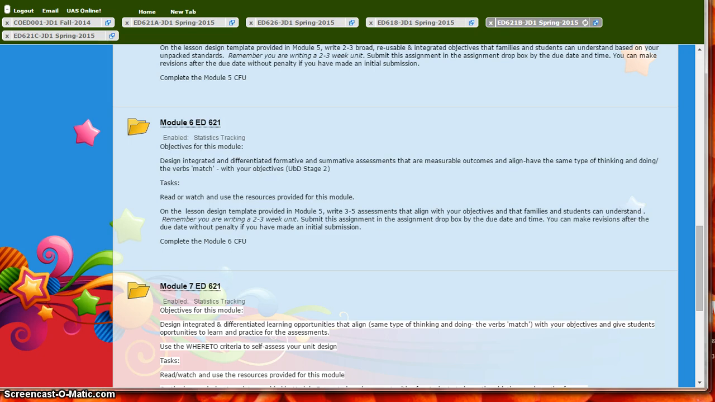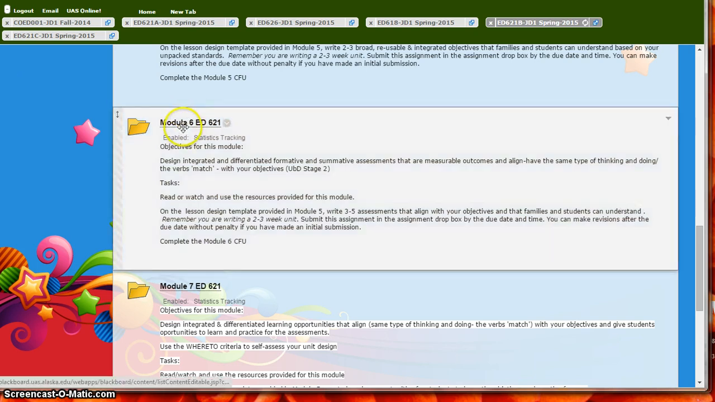just like we did in our single content area lesson in 621A, but we're going to make it broader, and we're going to address this idea of integrated content. Your tasks for this module are to read, write, and use the resources that I've provided, add the stage 2 part of your understanding by design onto your template, and then submit those assessments by that due date so that we can have a conversation about them. And then when you have gotten to a place where we're both happy with those assessments, we'll move on to stage 3.